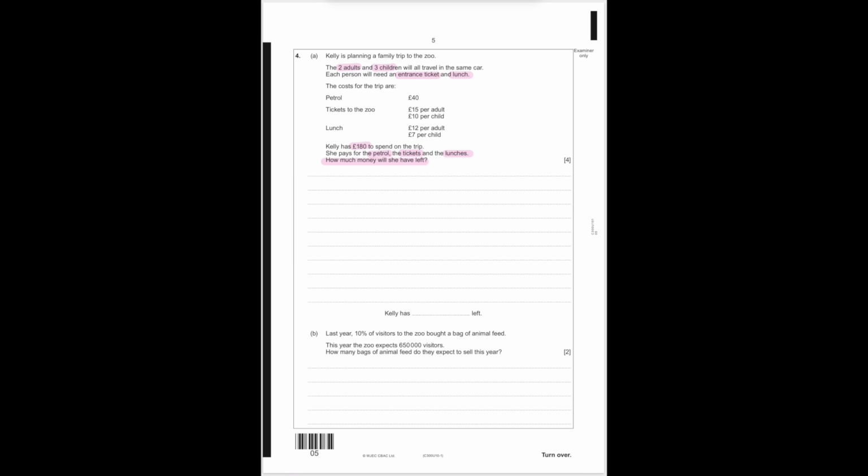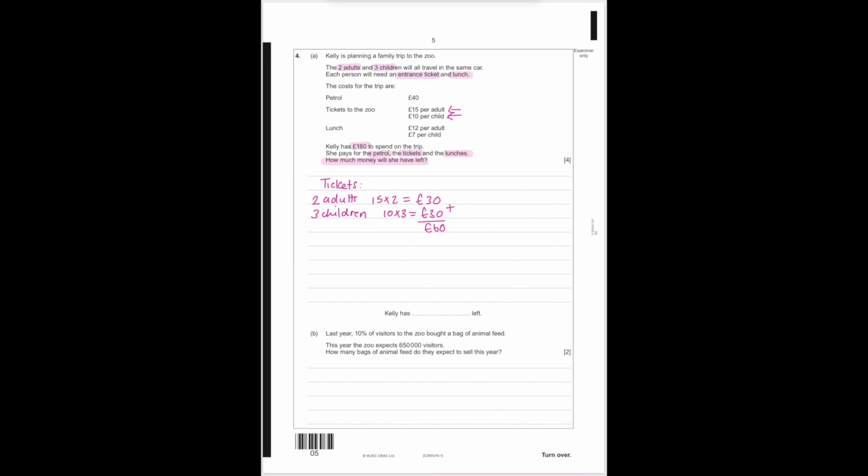Okay, so let's work this out. First of all, we have 2 adults, so let's deal with the ticket prices first. So for tickets, we've got 2 adults, which is 15 times 2, which is £30 for their tickets. We also have 3 children. That's £10 per ticket, so 10 times 3 is £30. So the tickets in total cost £60.